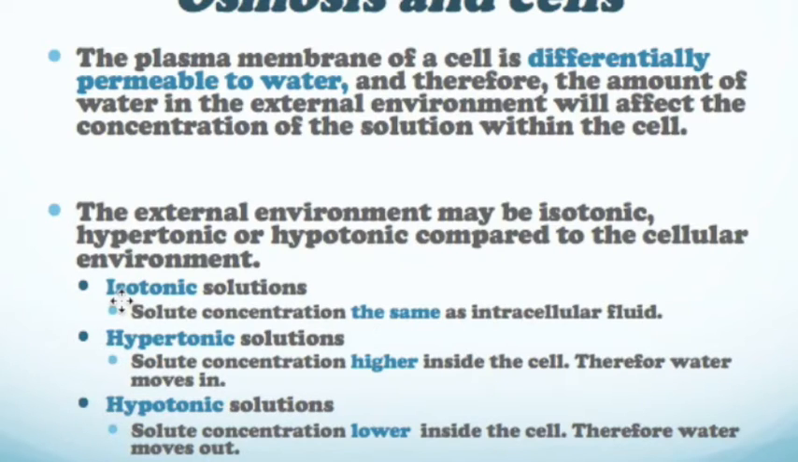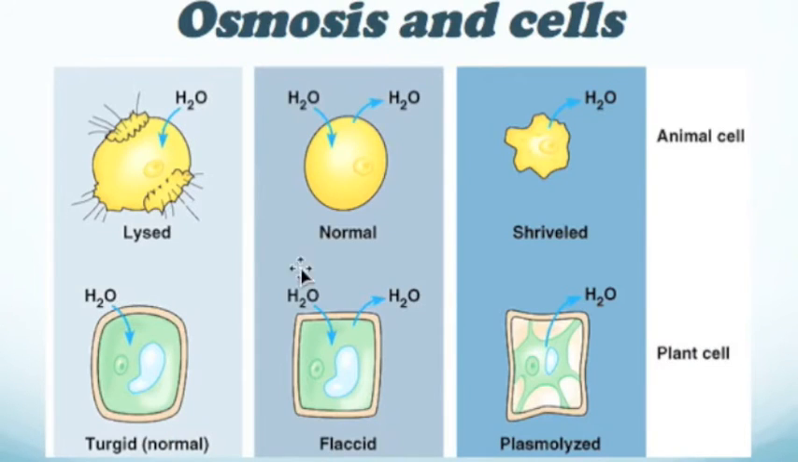In a hypertonic solution, there is a higher solute concentration on the side of the cell, therefore the water moves into the cell. With hypotonic solutions, the solute concentration inside the cell is lower than outside the cell, and the water therefore moves out. And this is visualized in this diagram here.